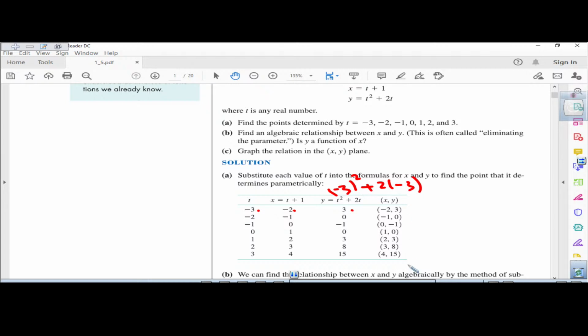And another last column, they wanted you to put it in terms of x and y. So what's the x? -2. What was the y? 3.